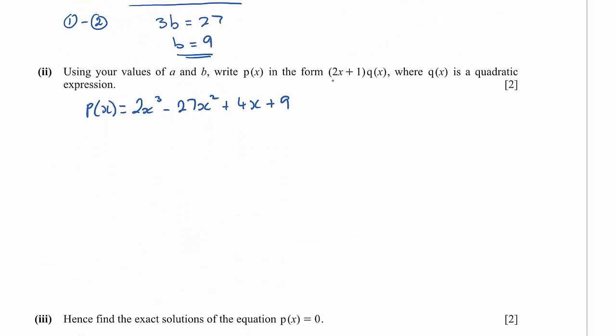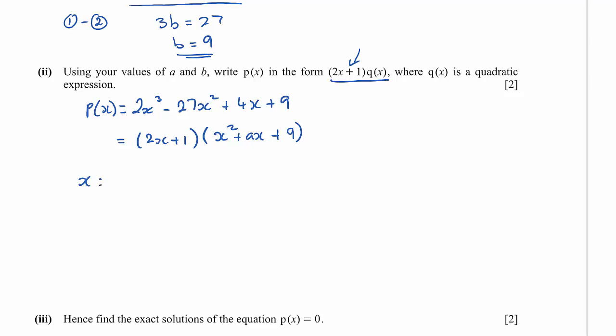And we now want to write that in this form. Remember, we knew that 2x plus 1 was a factor. So that's going to be 2x plus 1. And then q of x will be a quadratic. Well, it's got to start with x squared so that we get 2x cubed when we expand out. And it's got to finish with a plus 9 here. What we don't know is the middle term. But we could get that.